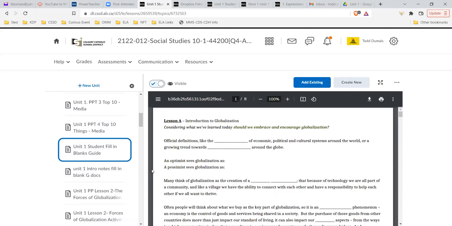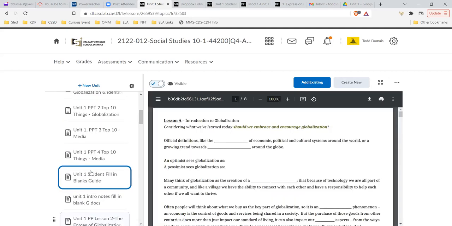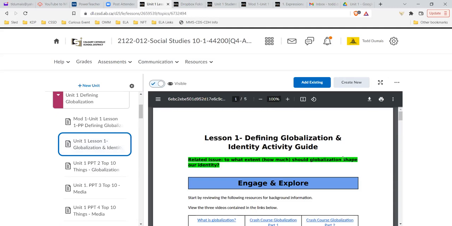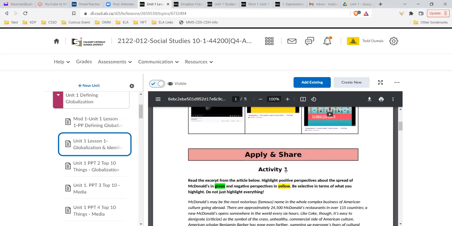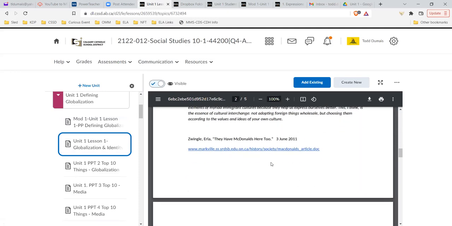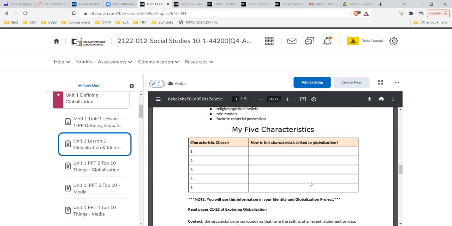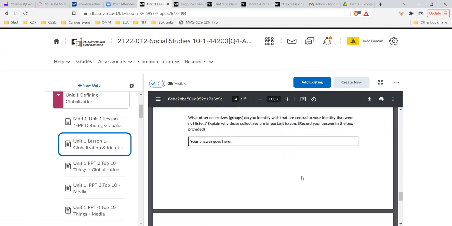This is a Word version, and I link to a Google Doc if that works better for you. There is this activity that is a Dropbox activity, and it has a variety of links. After I introduce some topics, I'm going to give you some class time to work on this because ultimately it is a Dropbox activity. It has some reading, it has some videos that we're looking at, and a couple of activities. As I said, this is a Dropbox activity.